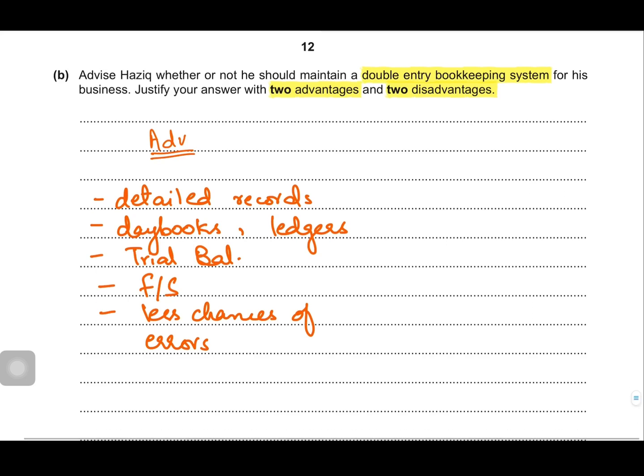Furthermore, you can also write that he can also prepare control accounts easily, as we also prepared a purchases ledger control account in this question, but again using scattered information. So control accounts will also help in locating errors, and same goes for trial balance. So these are some of the advantages that you can write. You just have to write 2 advantages.